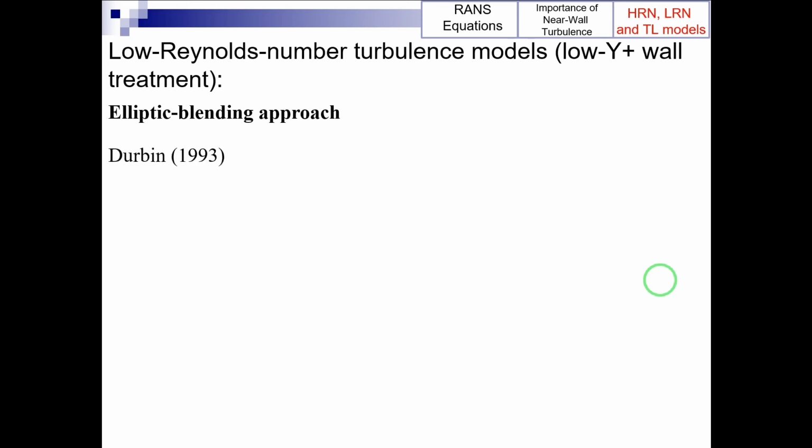Durbin in 1993 proposes elliptic relaxation of the pressure strain term for the Reynolds stress turbulence models to capture the non-local influence of the wall on pressure fluctuations. In this approach, damping is enforced through elliptic equations to reflect the elliptic nature of pressure rather than algebraic expressions in terms of wall distance. So the model doesn't require the computation of the wall distance, and it is more suitable for complex geometries.